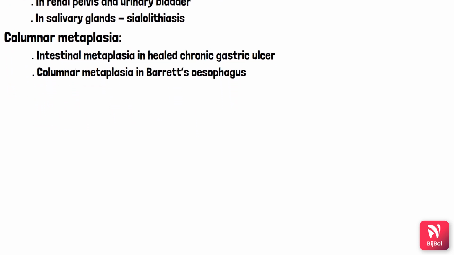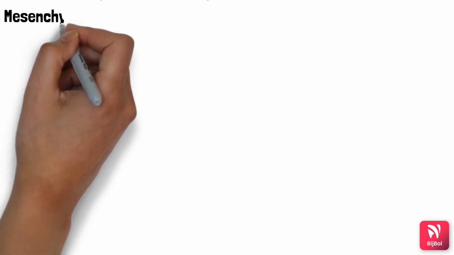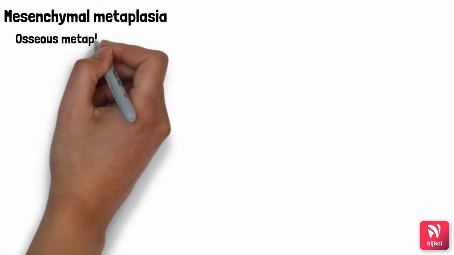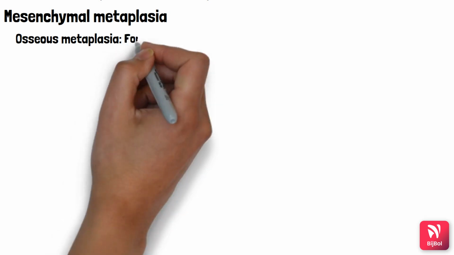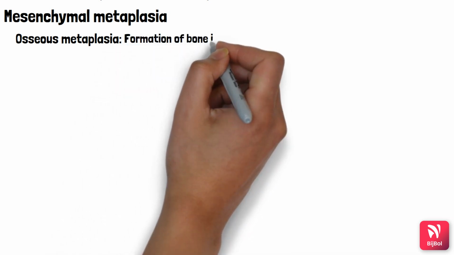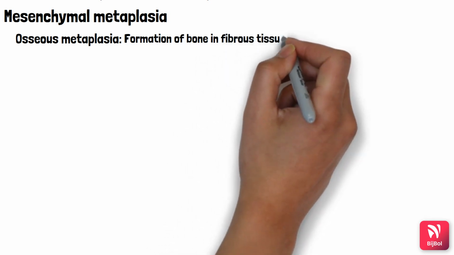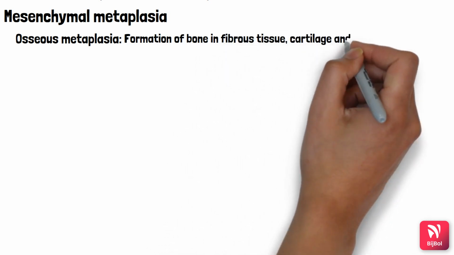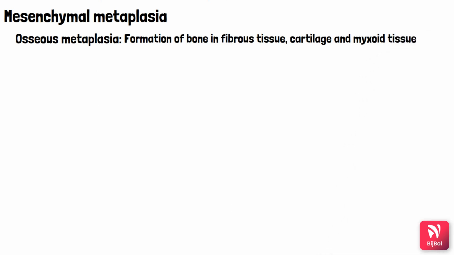Now let's see about mesenchymal metaplasia. Here one type of mesenchymal tissue is changed to another type of mesenchymal tissue. The first example is osseous metaplasia, that is, formation of bone. There will be formation of bone in place of fibrous tissue, or in place of cartilage, or in place of myxoid tissue. That is called osseous metaplasia.